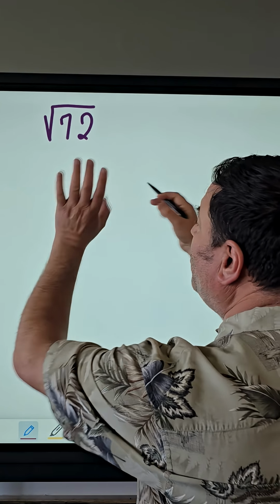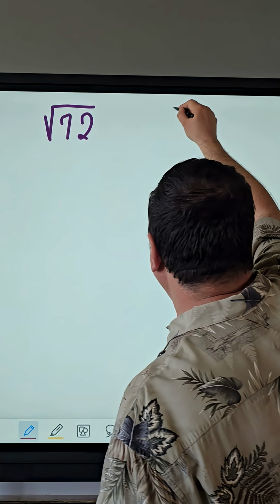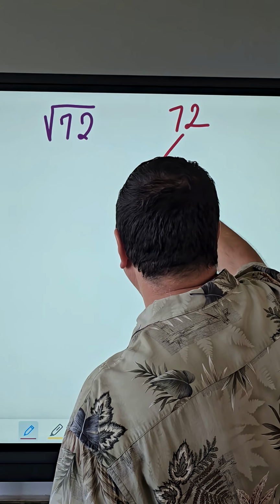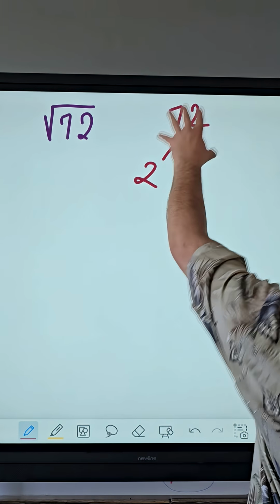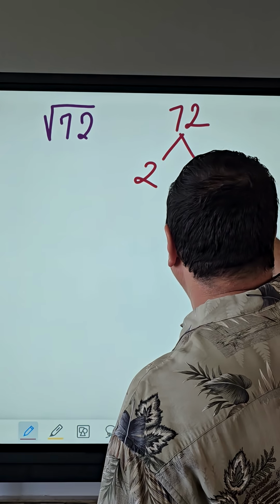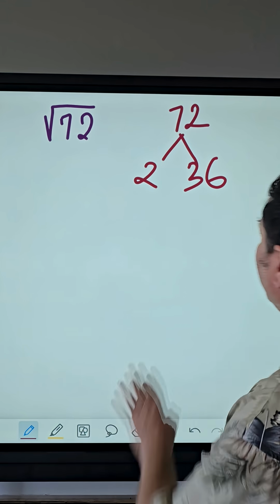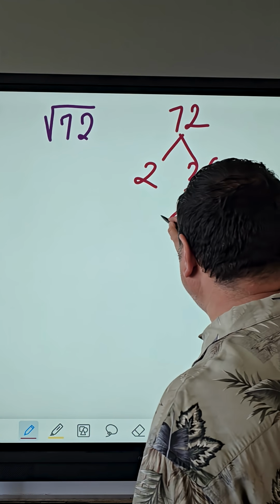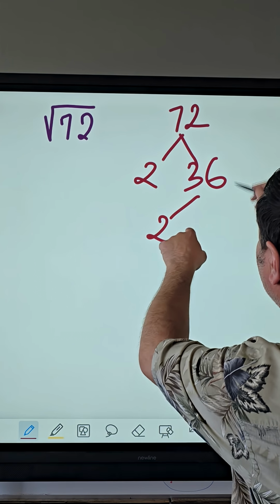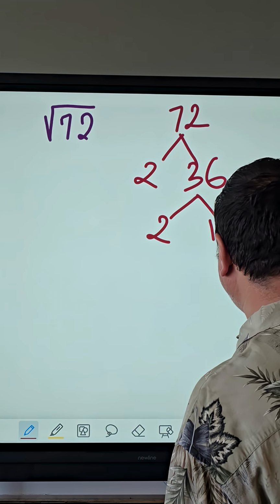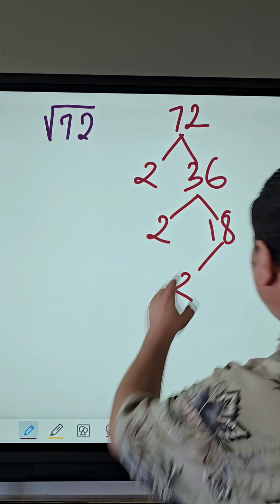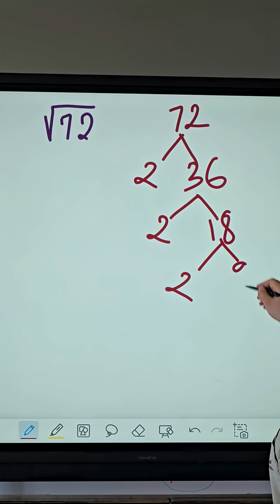Again, square root of 72, not a perfect square. Therefore, we need to do a factor tree. Again, 72 divides by 2. Half of 72 becomes 36. And then we can do 2 again, because 6 divides by 2. Half of 36 becomes 18. And we can do 2 again. Half of 18 is 9. And 9 can be written as 3 times 3.